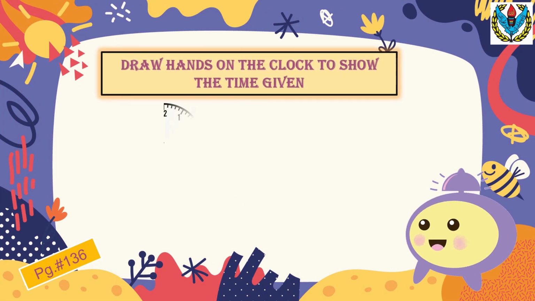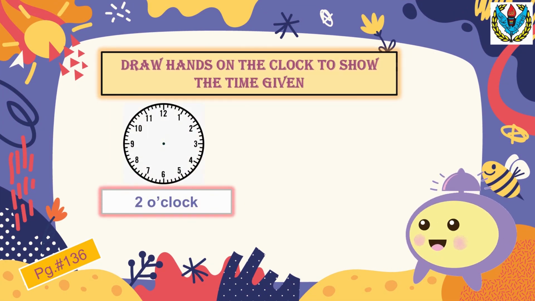Now we draw hands on the clock to show the time given. The time is 2 o'clock. We have two lines, a big line and a small line. The big line shows a long hand, the small line shows a short hand. We draw a line from the center point to 12. We draw a long line for the long hand and a short line for the short hand.